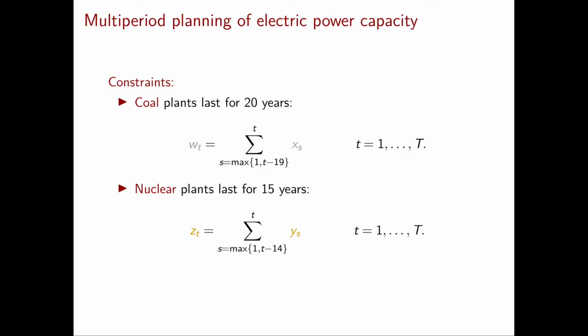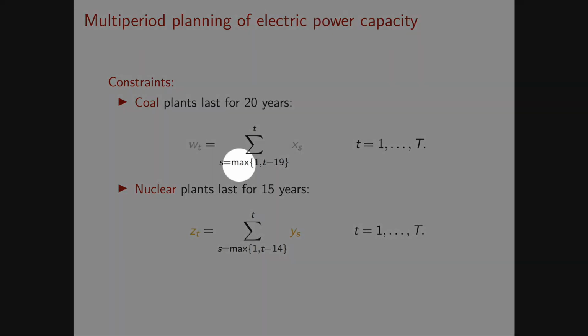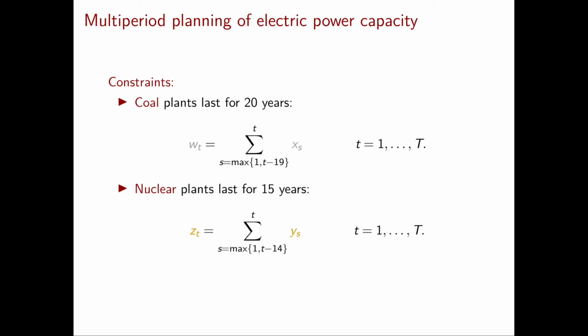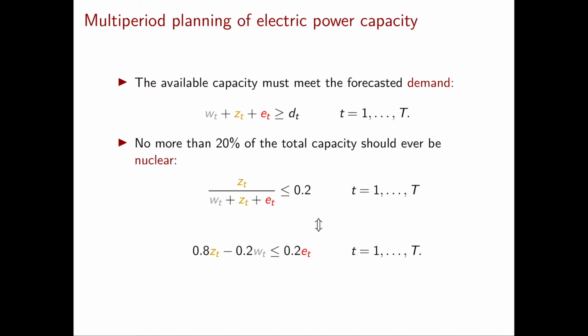Now, similarly, nuclear plants last for 15 years, and so we can write Zt equals the sum of the ys for s that goes from max(1, t minus 14) until t. And once again, except for this technical case where the 1 comes into play, in total, I'm summing the very last 15 variables ys. And this is because nuclear plants last for only 15 years. So now we can get back to the constraints of the problem.